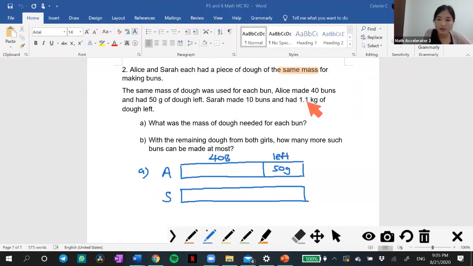Sarah made 10 buns that had 1.1 kg of dough left. Right, let's make it to the same unit so that's easier to work with. So 1.1 kg is 1100 grams. Right, she made 10 buns, so lesser than Alice. So here is 10 buns. And then the remainder here will be 1100 grams left.